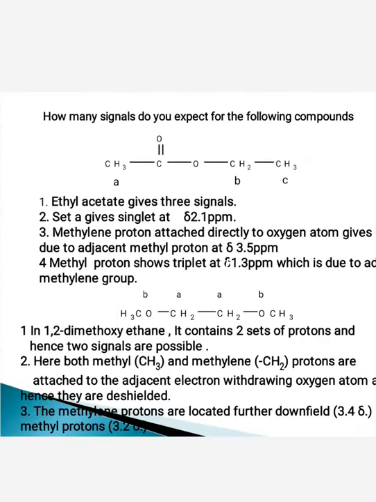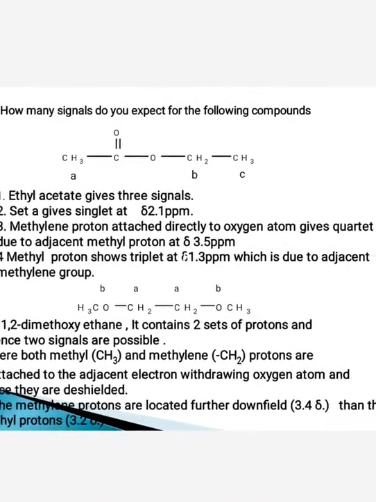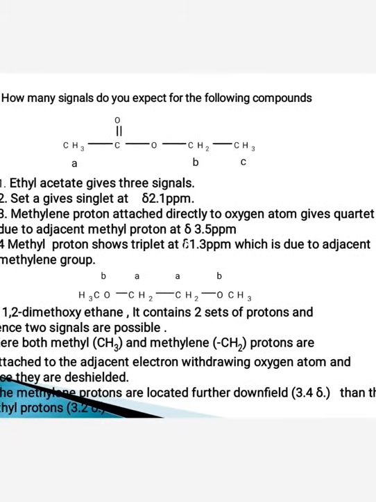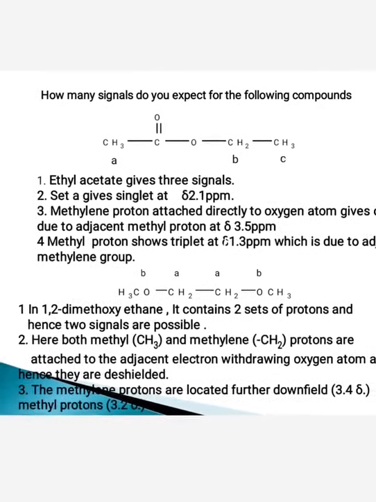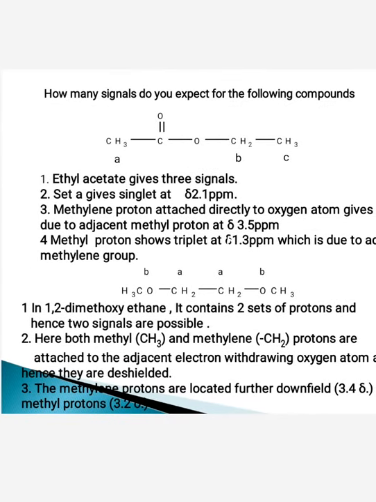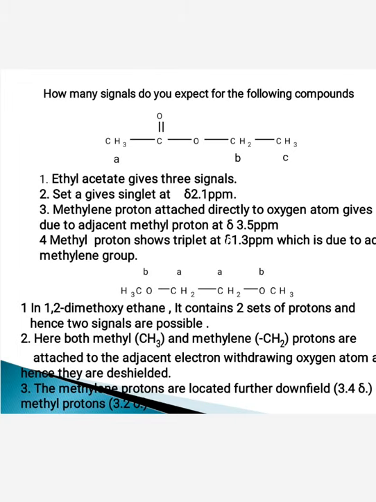The singlet for the A set of protons, with intensity height of 4 hydrogen atoms, appears at del 3.4, and for both the CH3 or the methoxy group, that singlet appears at del 3.2.